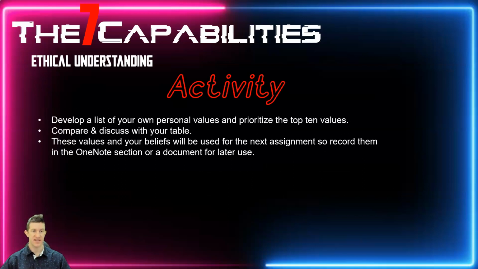So the next activity is to develop a list of your own personal values and prioritize the top 10. So we're talking about your values, your personal beliefs, things like that. Prioritize the top 10 values. Once you've done that, I want you to have a chat with the people around you, just briefly, and compare and discuss what your values are. Remember, there is no right or wrong. So just because you might put something like kindness or ethics really high up, and the person you talk to didn't, that's completely fine. Everyone has their own different priorities.